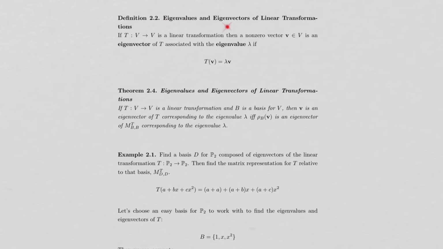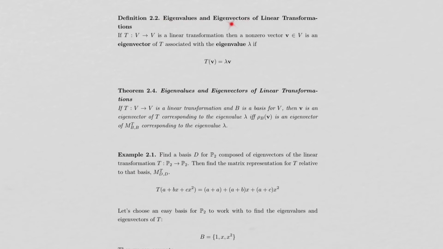This next theorem, similarity and change of basis, will be the foundation of the examples that we'll do next. If T maps from V to V, and B and C are two different bases, then the matrix for T relative to B and B is similar to the matrix for T relative to C and C, and these change of basis matrices are the matrices that produce the similarity. Now we can finally define eigenvalues and eigenvectors of linear transformations and get to some examples.